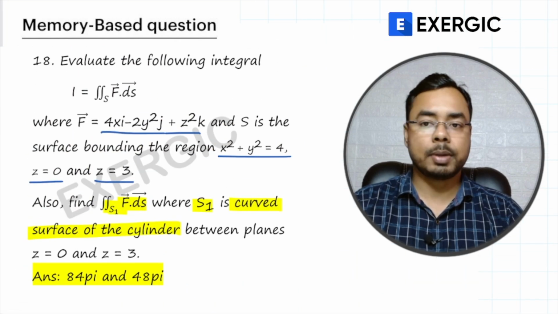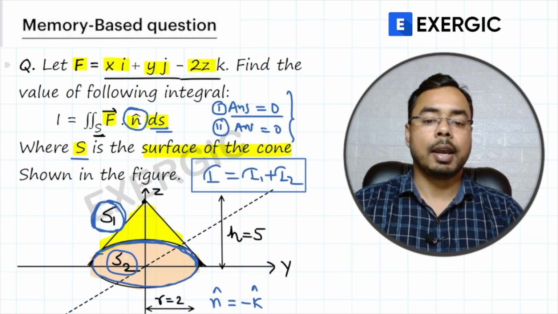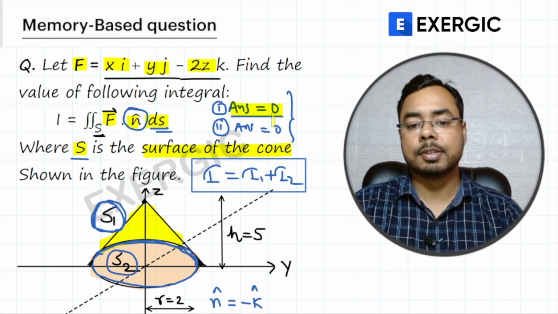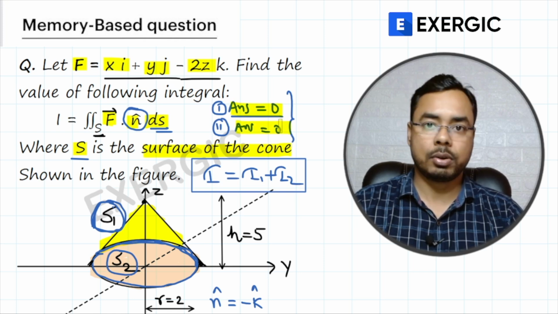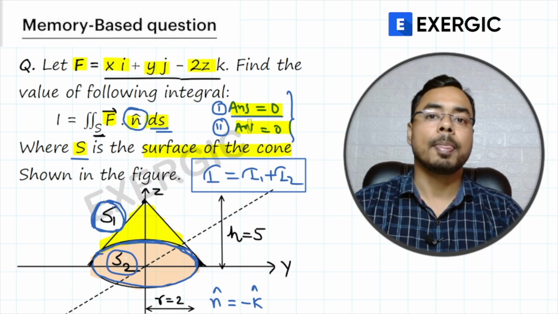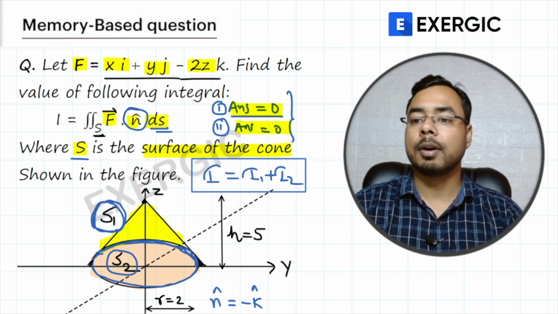So this was our first problem, right? And here in both the cases, luckily the answer will be 0, either we have the total surface of the cone or only the curved surface of the cone. Now we are going to move to our second problem.